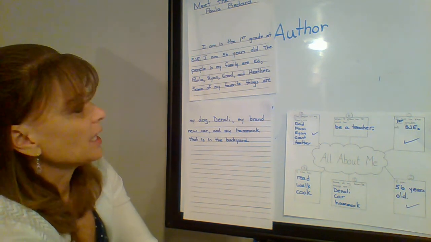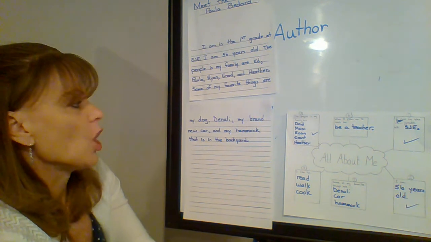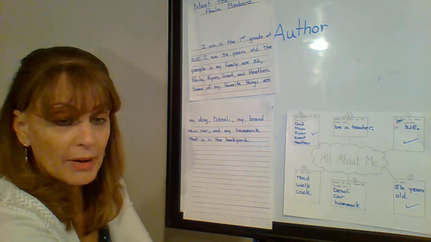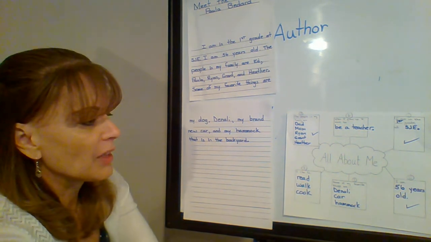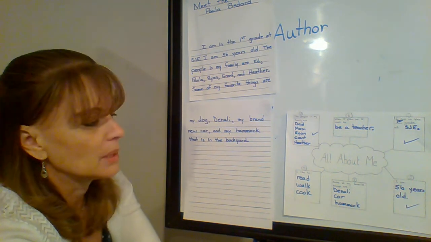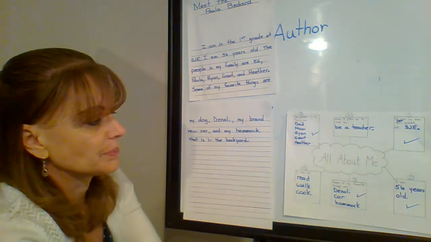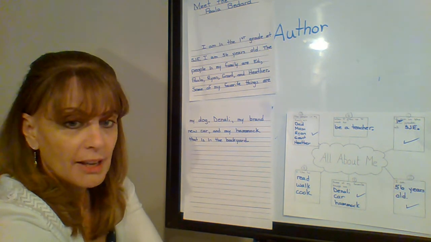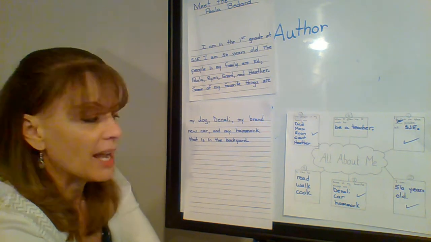Some of my favorite things are my dog, Denali, I gave him a name, my brand new car, and my hammock that is in the backyard, telling you where it is. So be a little bit more, instead of just saying some of my favorite things are Denali, car, and hammock. Kind of boring. We need to describe a little bit. And now 4. Okay? Hit pause, finish your favorite things, and then come back to number 5.